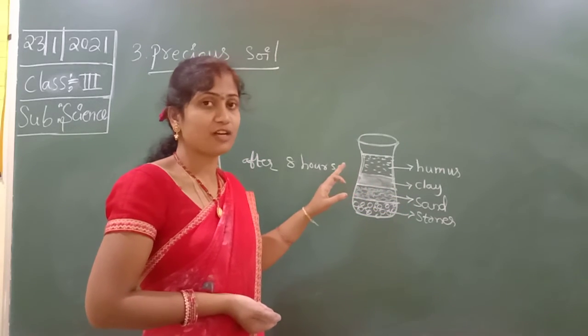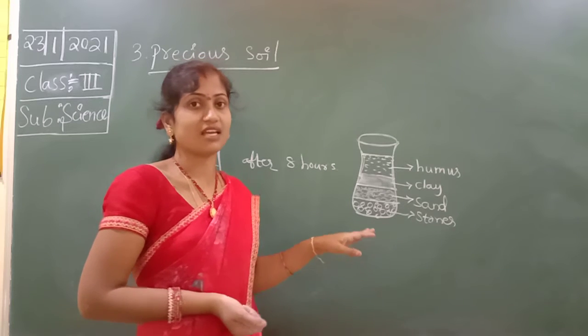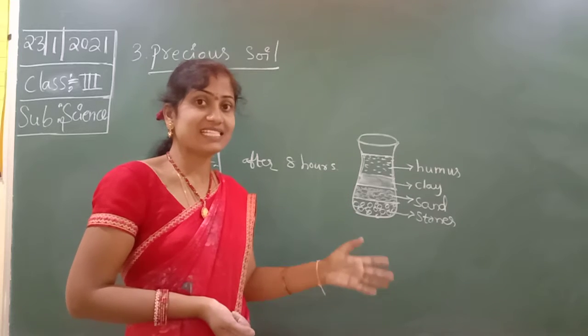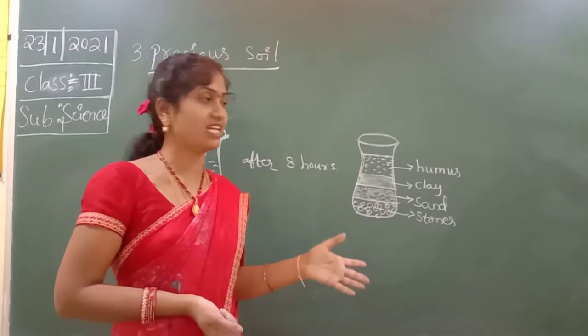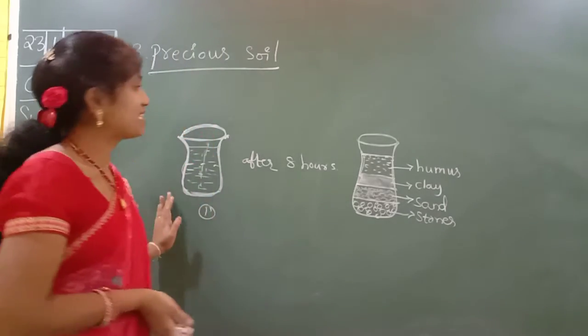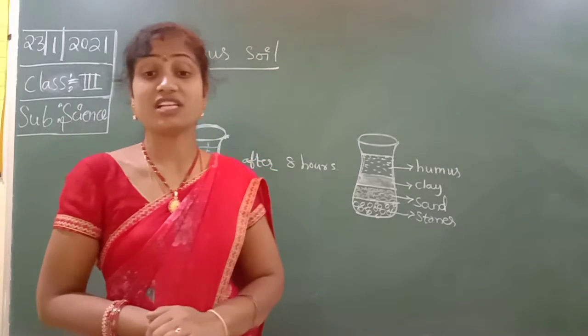Okay? Have you observed, children? If you have not, you have to do it compulsorily. If you see it directly, you can understand easily. This is experiment 1. Next, it is very easy to do. Now the second experiment. What is that?